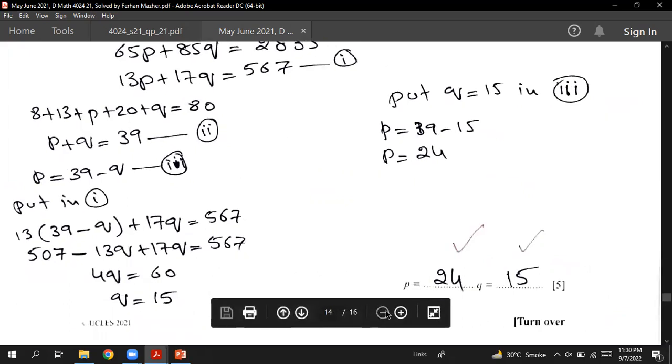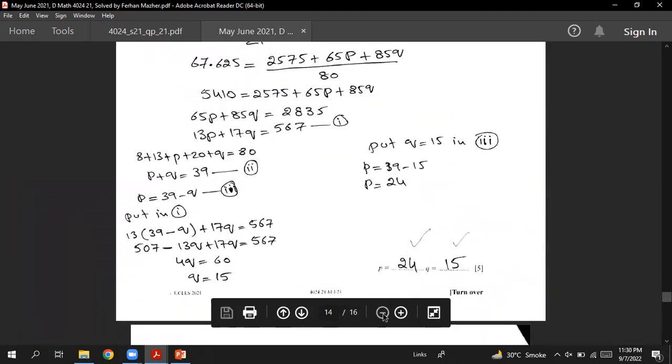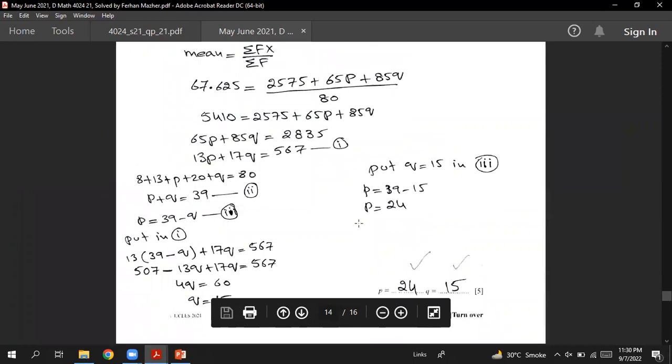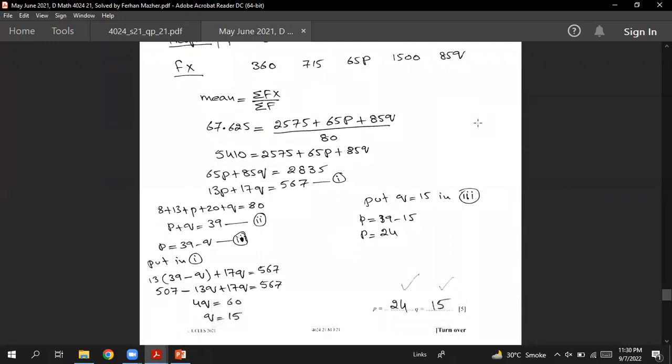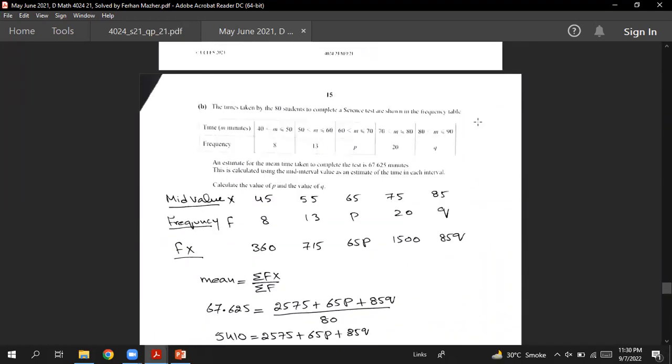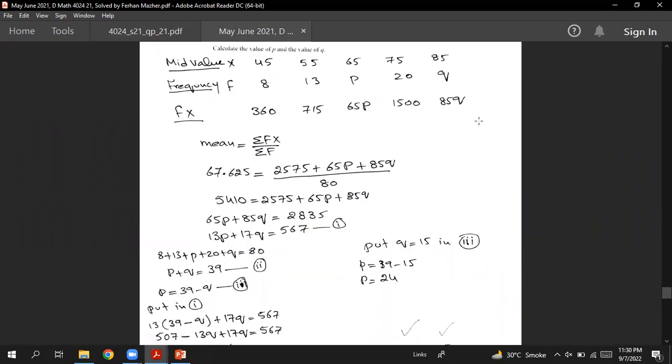It's a tough question. I hope you can see. I'm not sure. Still, you cannot see the whole question, I think. But this is the procedure, a simultaneous equation, and this is how this is done.